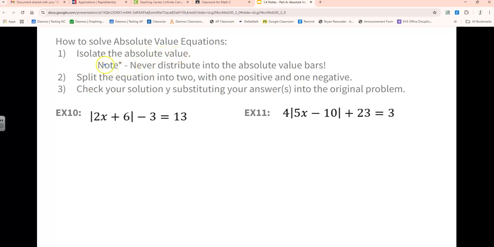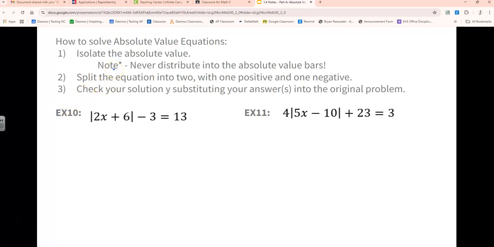An important note right here. You can never distribute into the absolute value bars. So like for 11 right here, don't do this because it's wrong, but let me just show you what I'm talking about there. A lot of kids see this 4 right here, and they're like, ooh, I'm going to distribute right there, 20x minus 40. You cannot do that. Absolute value bars are different than parentheses. Parentheses, we could do that, but not absolute value bars. So don't do that. That would be wrong.